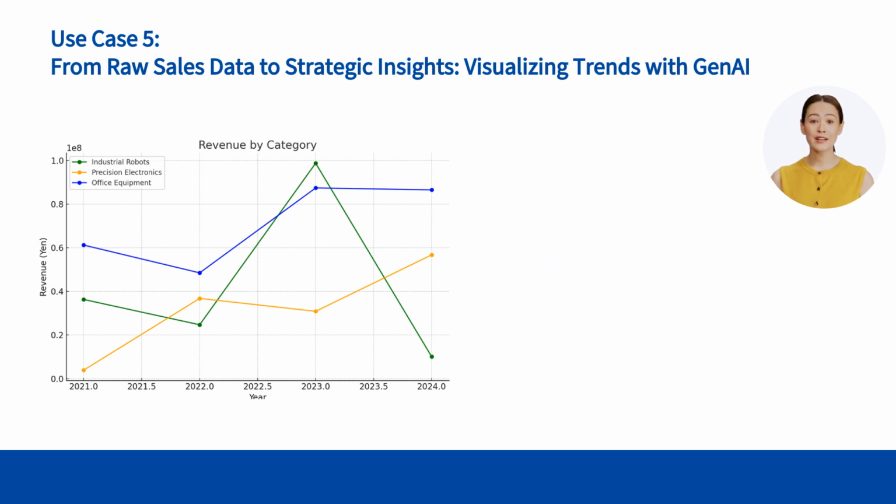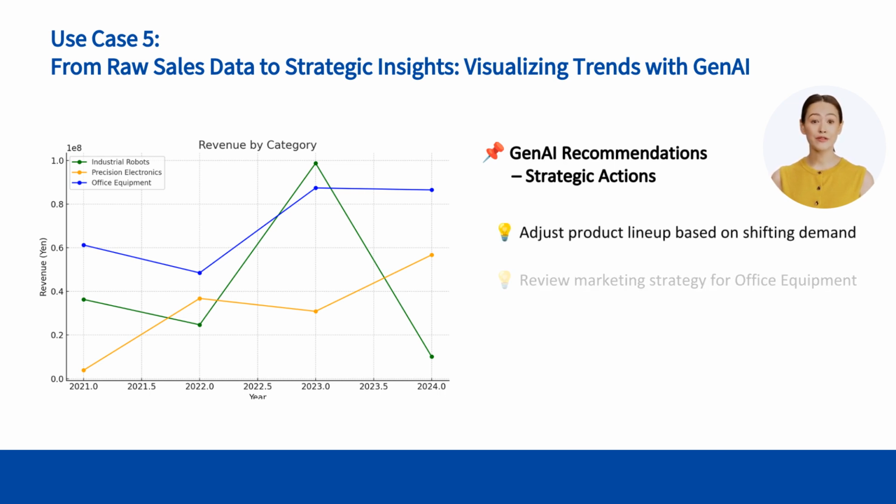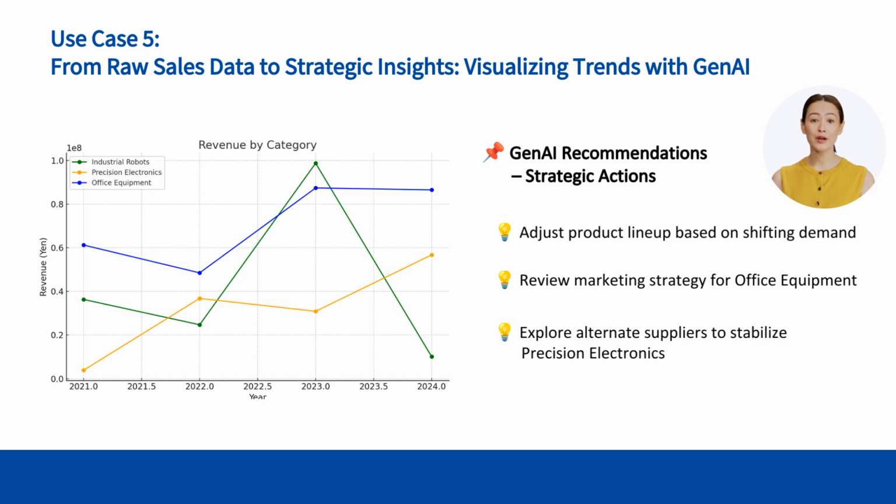In addition to trend analysis, Gen AI also generated potential strategic responses, like adjusting product lineups, reviewing marketing strategy, or exploring alternative suppliers. Unlike a chatbot format, this output is structured like a traditional report, something you might use in a weekly management review or planning session.